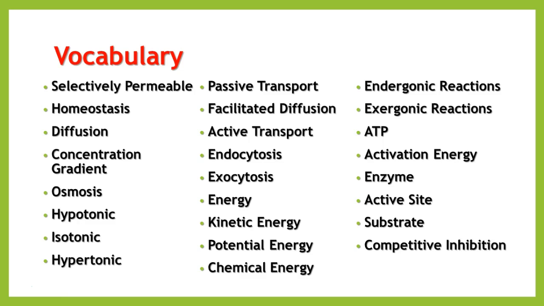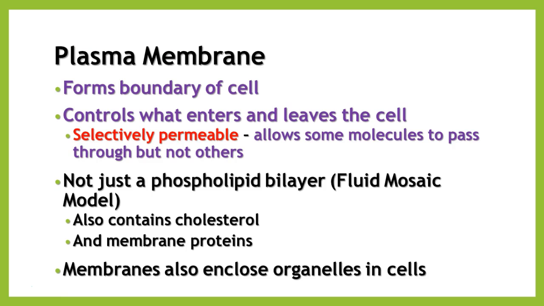The vocabulary words are in red on the slides, and most of the things that you need to write down are in purple. So the plasma membrane, as we talked about in our last unit, which was the structure and function of the cell organelles, forms the boundary of the cell and controls what enters and leaves the cell. That's its main function. The way it does this is because it's what we call selectively permeable. That means it lets some molecules pass, but not others.